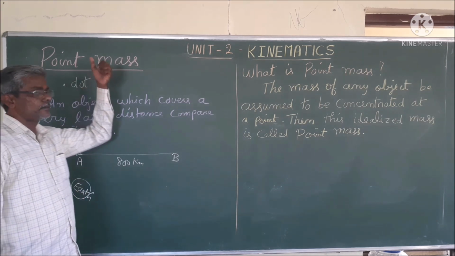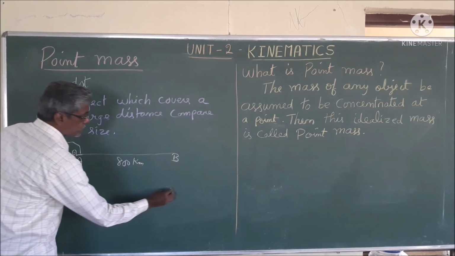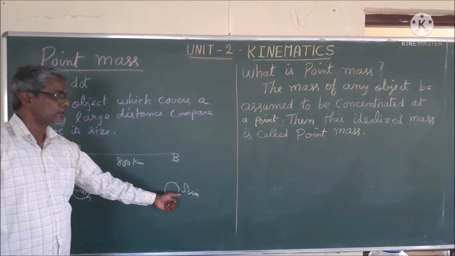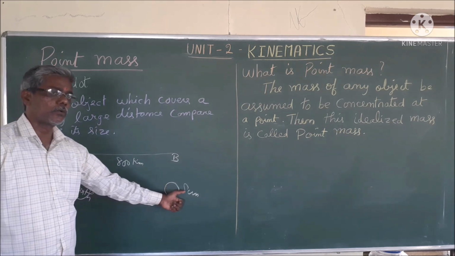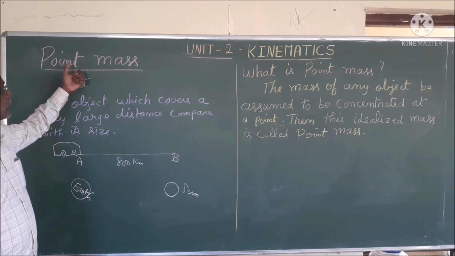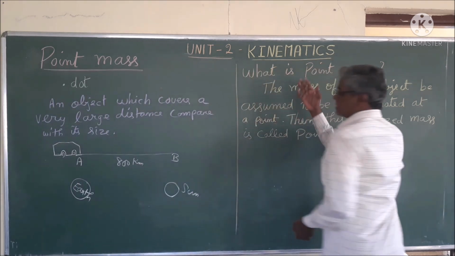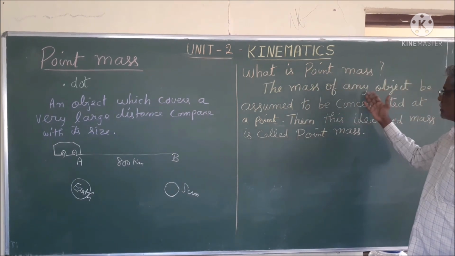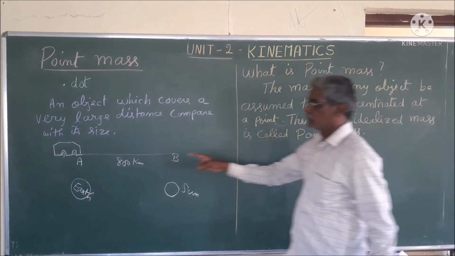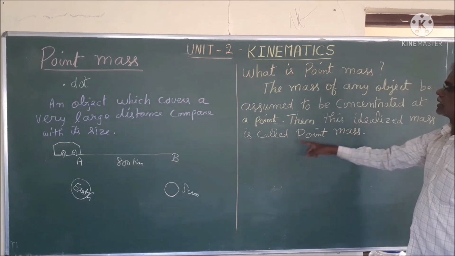Next example, you can take Earth. Earth is considered a point mass. Why? If I take the Earth and the Sun, the distance between them is too large when compared with the size of the Earth. So, we can call the Earth a point mass. Now you see, what is point mass? The mass of any object is assumed to be concentrated at a point. Then we can call it a point mass.